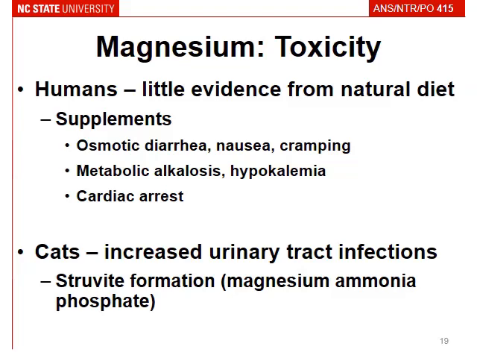Our magnesium toxicity, you're not really going to encounter magnesium toxicity from a natural diet in people. Usually you're going to observe it from individuals taking high levels of supplements. With that, symptoms include osmotic diarrhea, nausea, cramping. You get metabolic alkalosis, hyperkalemia, and eventually, if you go on for a prolonged period of time, you can have cardiac arrest or heart attack.